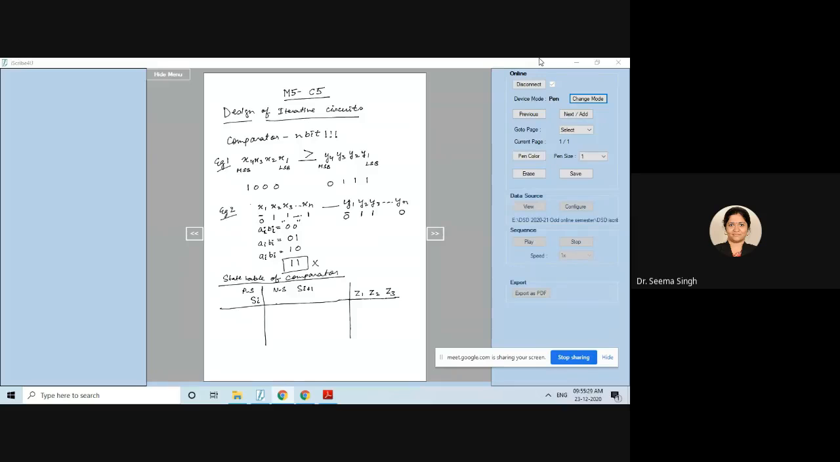So now you have to see your present state, next state, and next state is decided by the inputs, and your input is xi yi. Okay, xi yi. And suppose I am taking, how many possibilities will be there with the two inputs? There will be 4 possibilities, right? So I am writing all the 4 possibilities here. So this is my xi and yi.